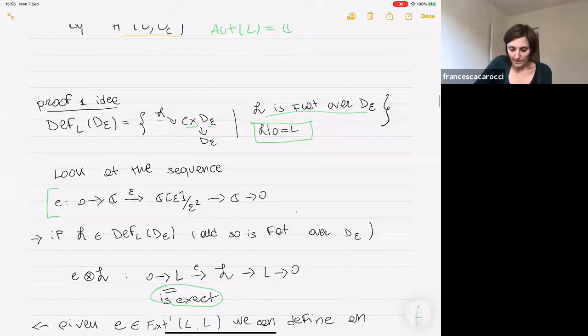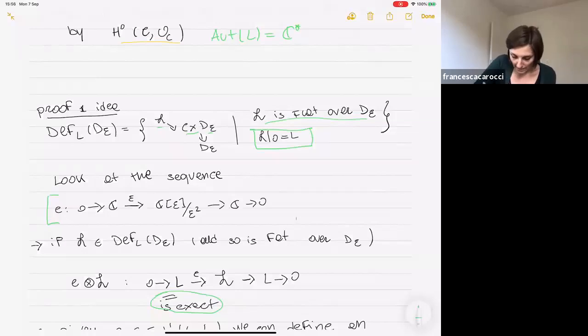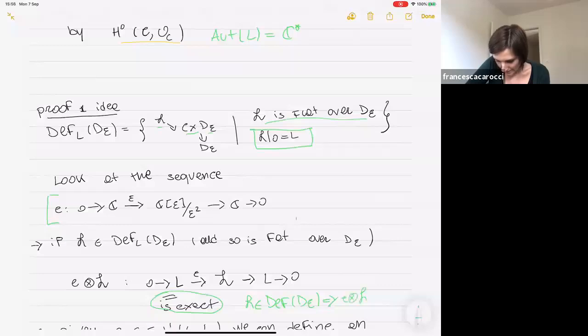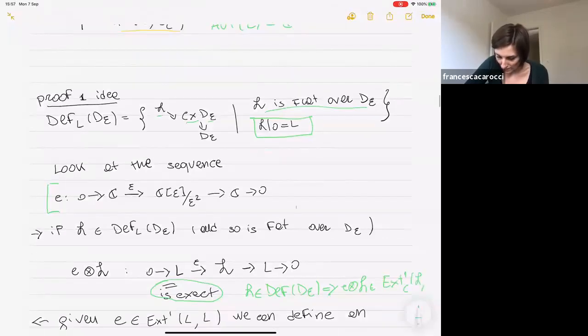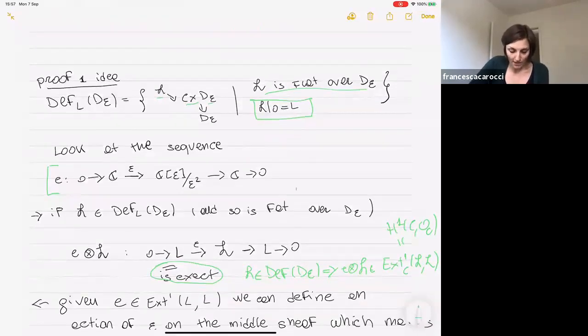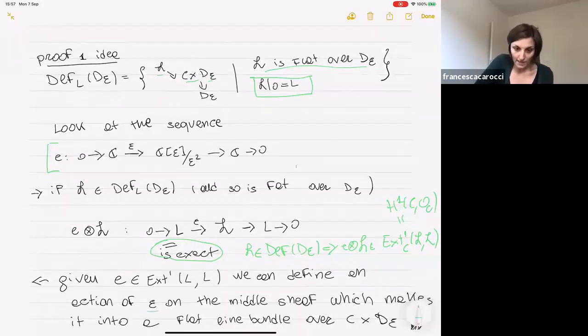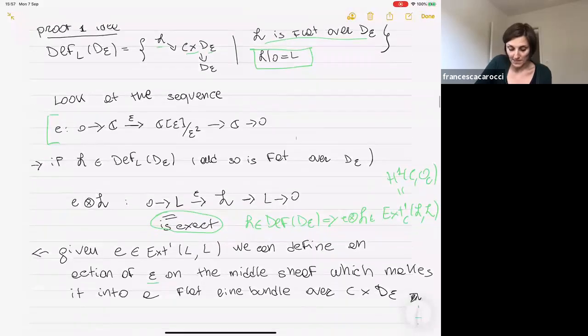And so this is associating to a deformation of L an element in the Ext^1 of L with itself, but it is nothing but our H1 of the structure sheaf. And vice versa, given an element in this Ext^1, we can define an action of epsilon on the middle term of the extension, which is what gives us a deformation over C times epsilon.